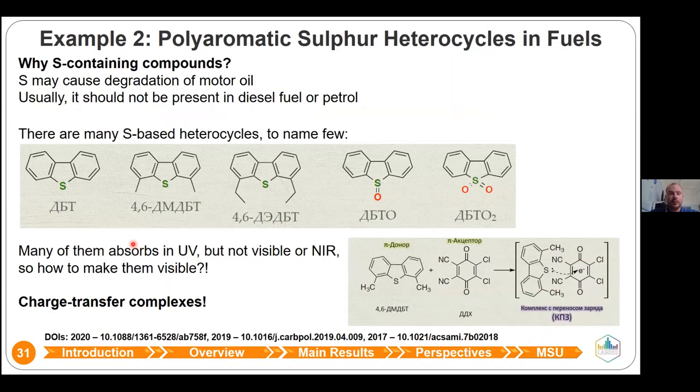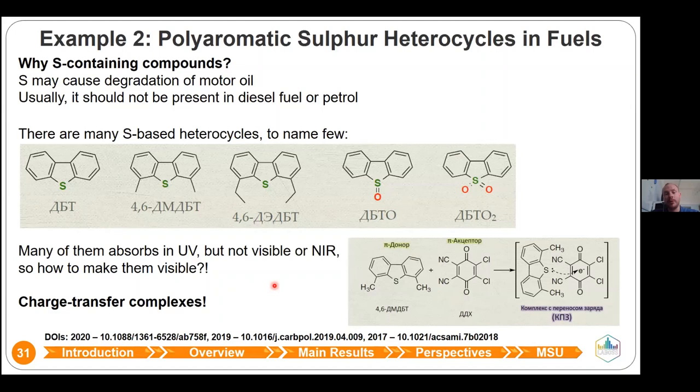There are several compounds that we can target. So it's dibenzothiophene, dimethyl dibenzothiophene, different oxides, and so on and so on. But the problem is that most of them are not visible in visible or near infrared, and they are visible only in UV. And the problem is that fuel also absorbs UV light. So we need to shift somehow the absorbance or emission to the visible or near infrared region.